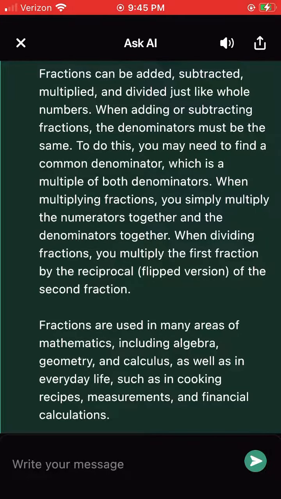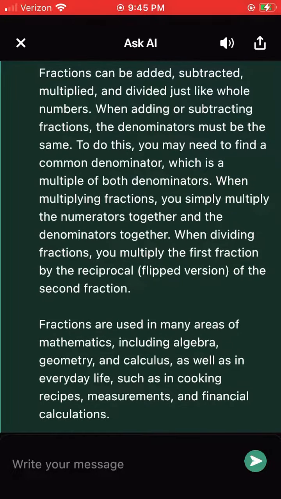Fractions are used in many areas of mathematics, including algebra, geometry, and calculus, as well as in everyday life, such as in cooking recipes, measurements, and financial calculations.